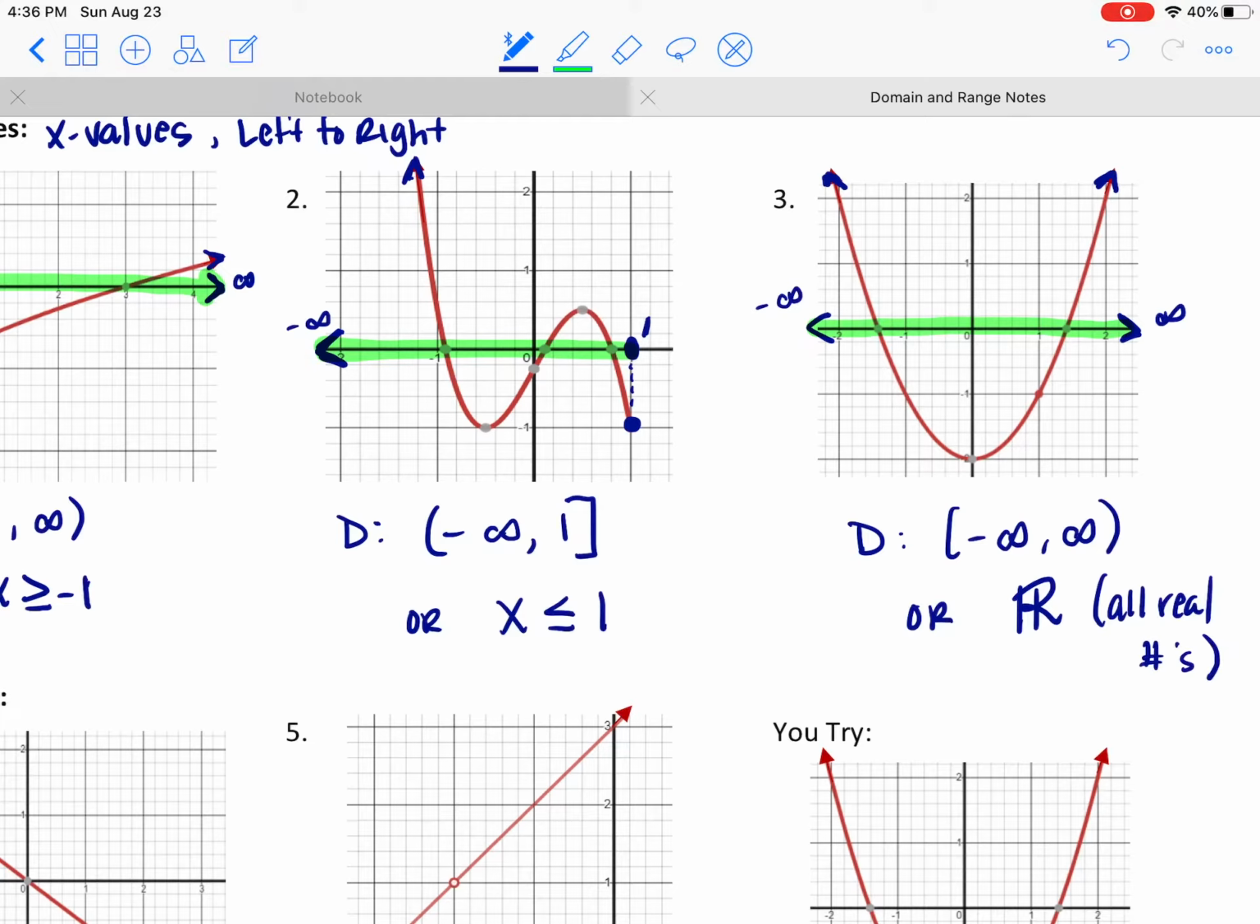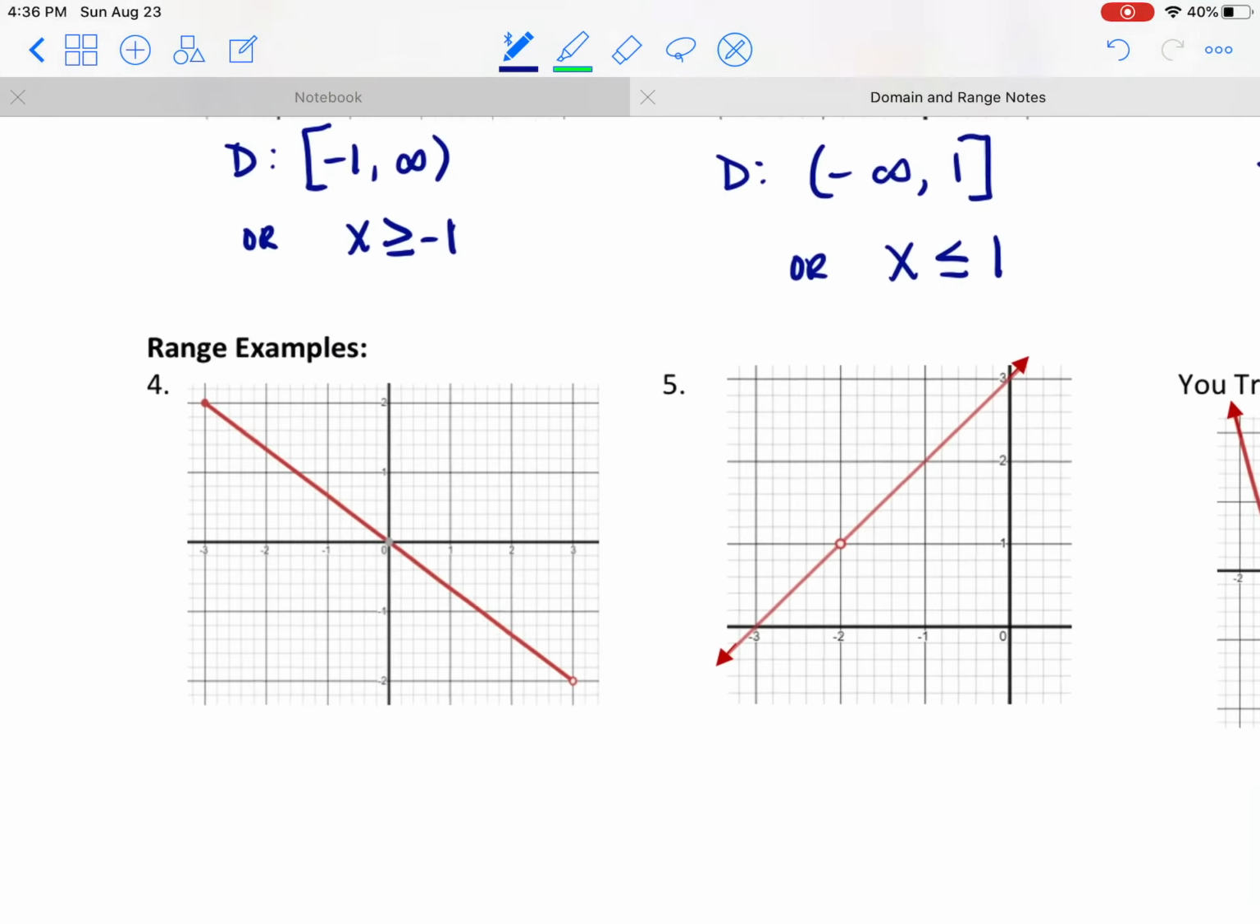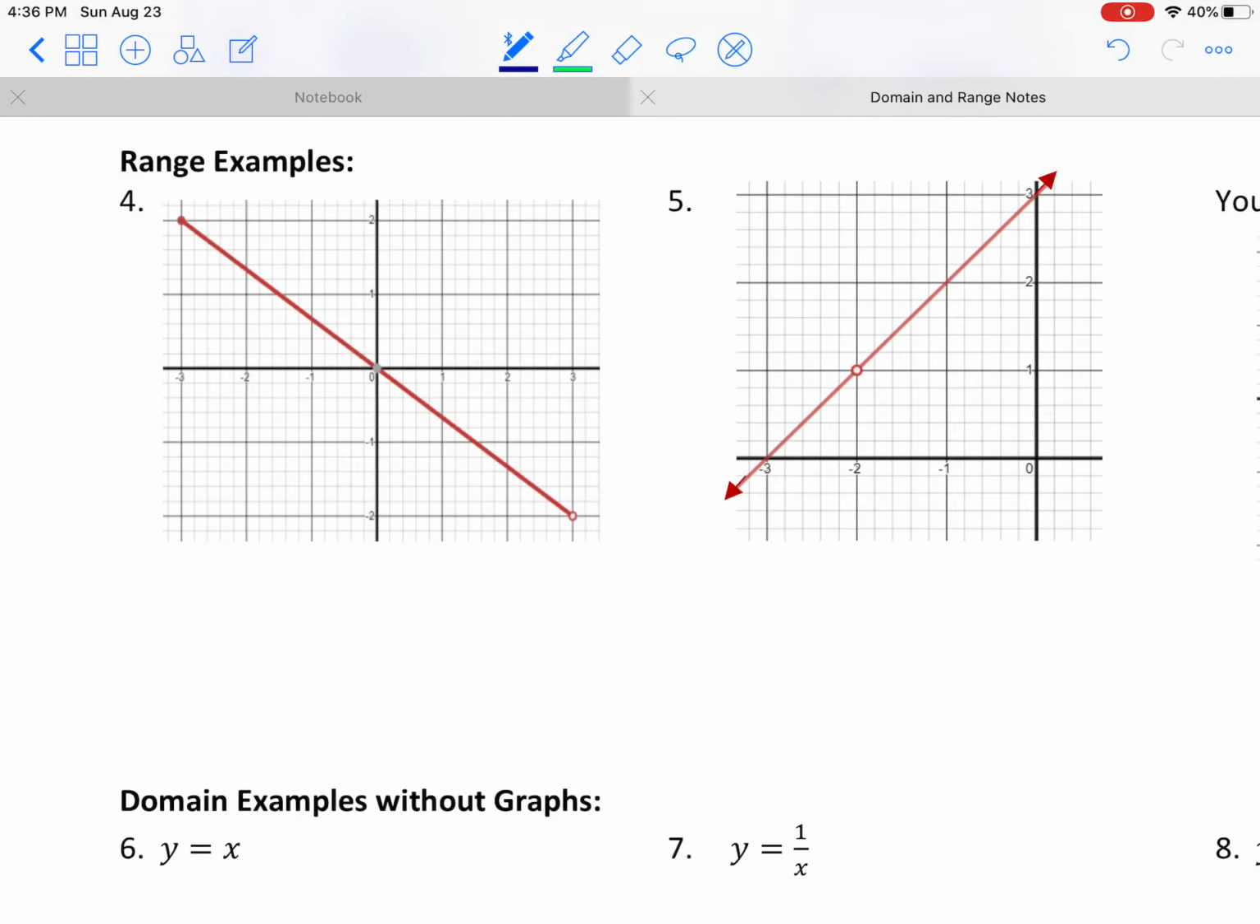That capital R is our symbol for all real numbers. Okay? So that is a domain. Now range is going to function the same way, but instead of going left to right, we're going to go from the lowest to the highest. Okay? So lowest to highest.